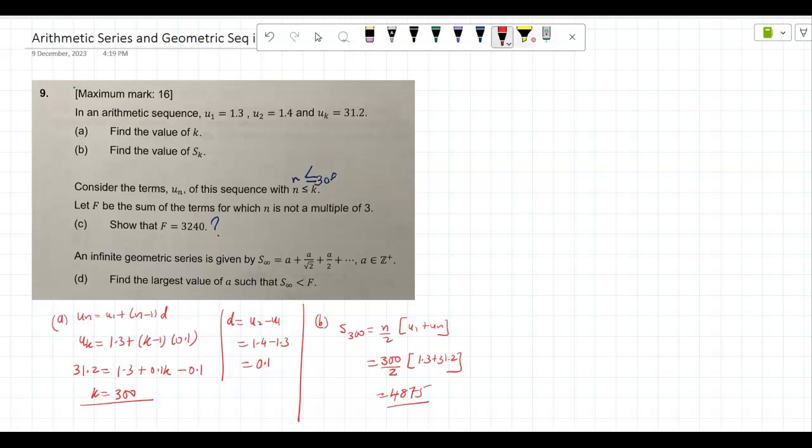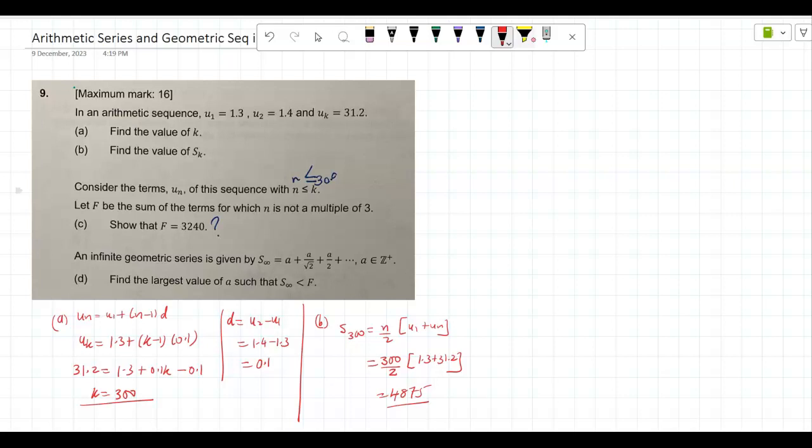Now the next part. Consider Un of the sequence, where n is less than or equal to K. Let F be the sum of the terms for which n is not a multiple of 3. So 300 is a multiple. Show that F is equal to 3240. Now, not a multiple of 3. So first, can you find the multiples of 3?